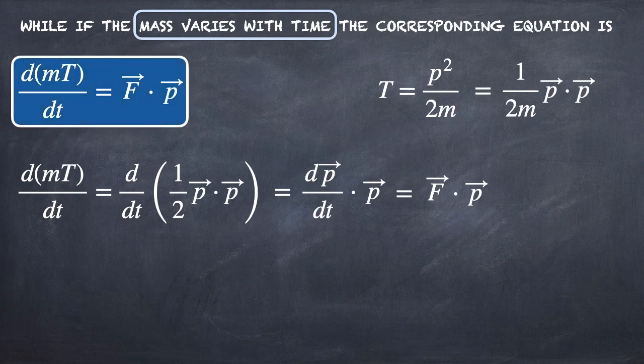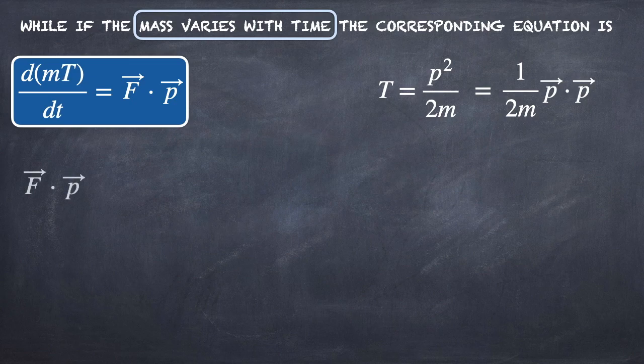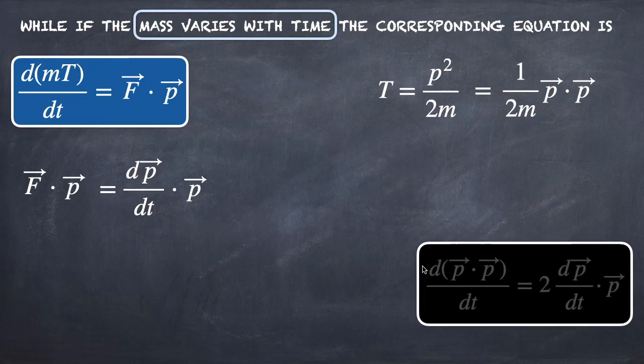So we just verified that we can write this equation as the time derivative of mass and the kinetic energy. But solving these in a different way, this product here, the force dot the momentum, is the time derivative of the momentum dot the momentum. And using this equivalent term as we did in the previous slide, we have that the time derivative of this product is 2 times the derivative of the momentum dot the momentum.